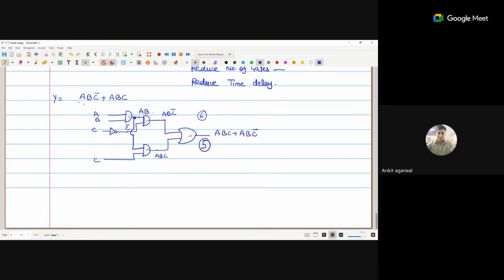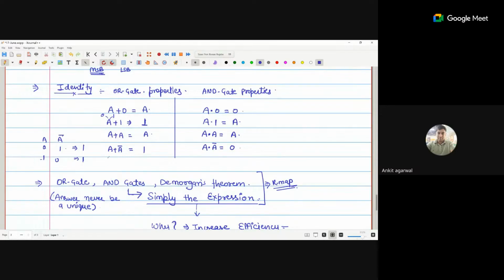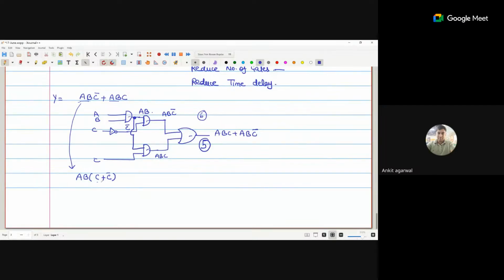Now if we simplify the Boolean expression, AB is common to both terms. So I am taking AB as common. The remainder is C plus C bar. Using the identity, a variable plus its complement is 1. So C plus C bar is 1, and the final result is AB. So we require an A input, a B input, and one AND gate, and we get Y. So how many gates? Only one.